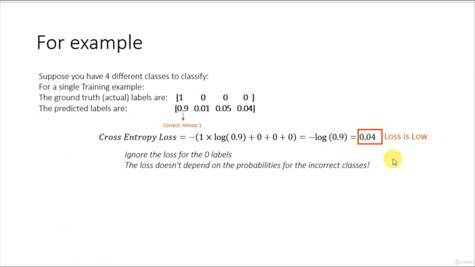In this case, the loss is low. That means we have a good prediction. The loss has reached the minima, and the weights have been updated as expected. I hope you can understand the cross entropy loss from these examples that we showed you here.